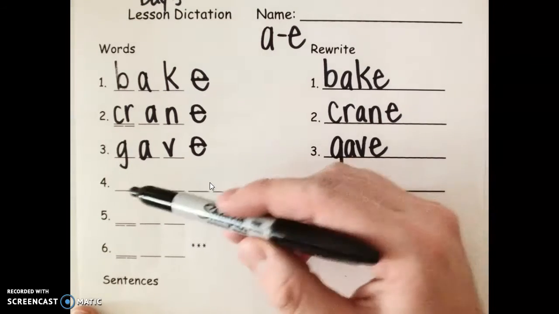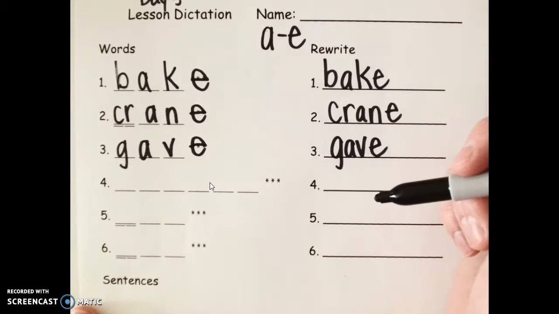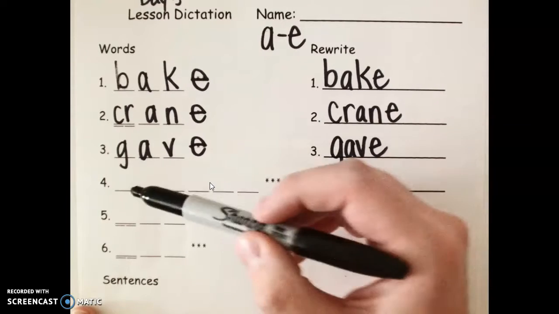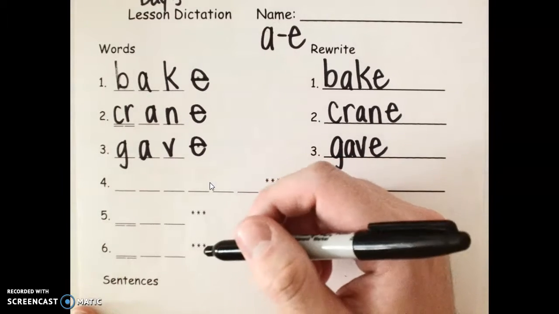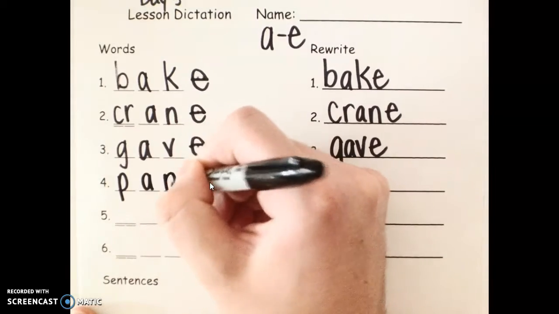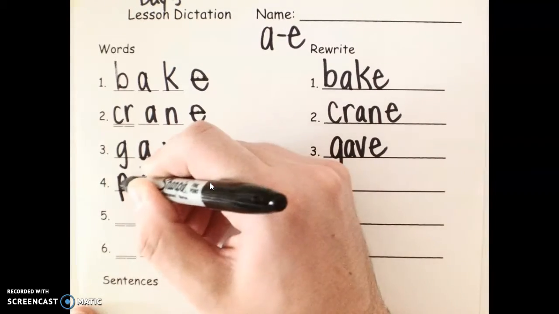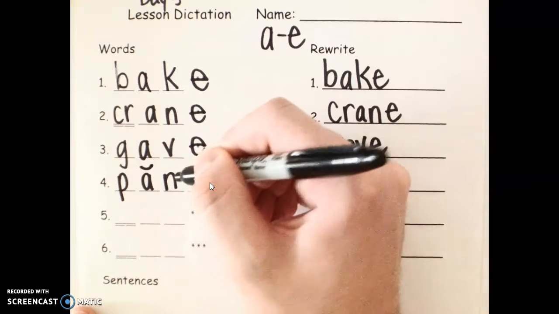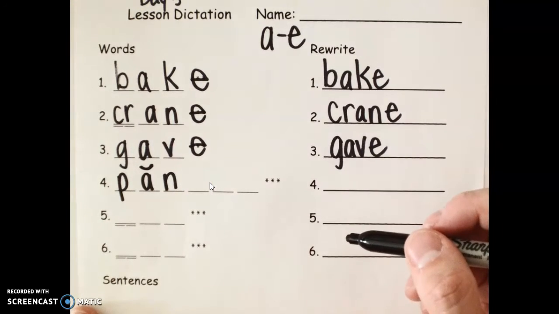Number 4 is a two-syllable word. The word is pancake. First syllable is pan. P-A-N. So we hear the a, so it's a short a, pan. Second syllable is cake.